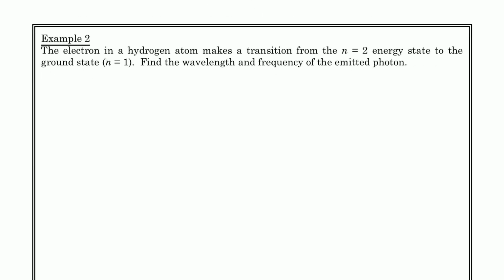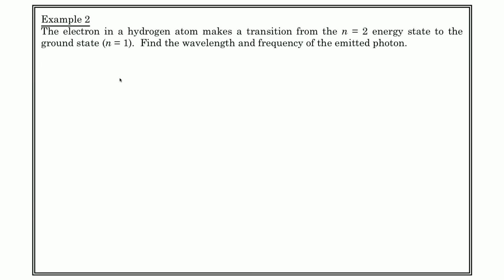So let's take a look at how we're going to use this one, because we have all the pieces now. An electron in a hydrogen atom makes a transition from n equals 2 to n equals 1. So it goes from a high energy state, n equals 2, to the ground state, n equals 1. Find the wavelength and the frequency of the emitted photon. Okay, so here's what we know. n equals 2, n equals 1.